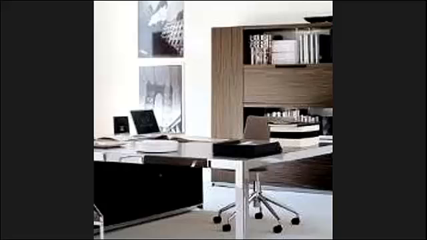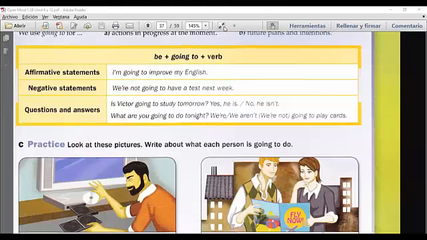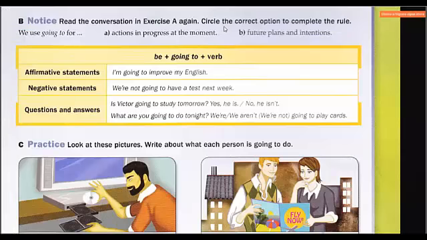Okay, my friends, now I would like you to open your books on page number 121. Notice, today we're going to talk about going to. This structure is usually used to talk about future plans and intentions. Okay, future plans and intentions.